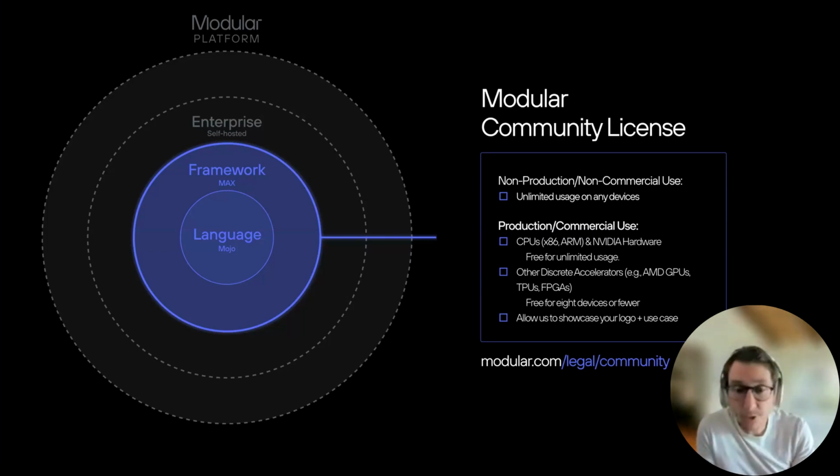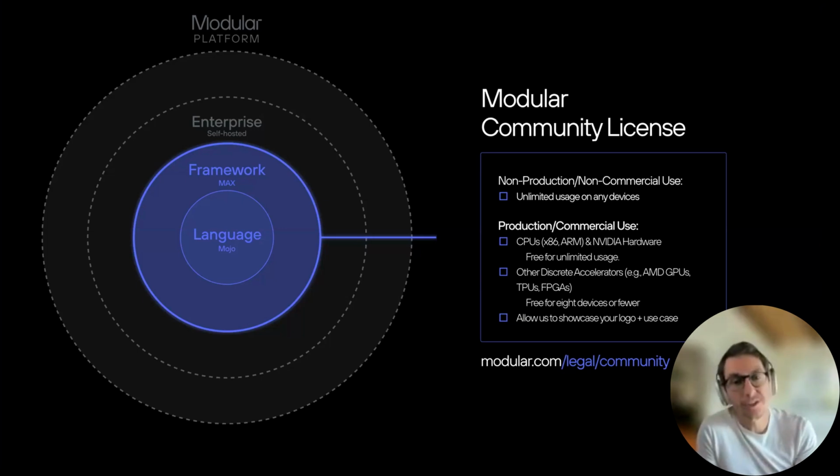And then the last thing is if you do want to deploy on CPUs and NVIDIA hardware and use it in production and for commercial use, the only thing we really ask is that you tell us so that we can share your work, we can tell the world about your use cases, and we can utilize your logo and your brand assets so that we can tell your story and how you found success with our software. And so you can see all this now.